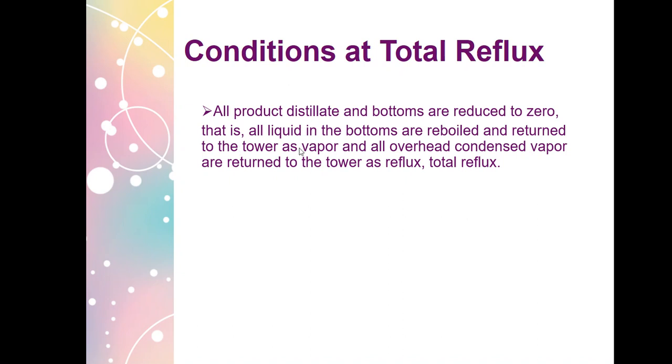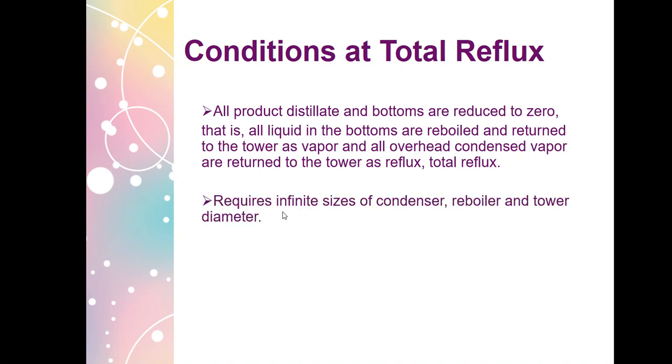That is, all liquid in the bottoms is reboiled, everything. So your liquid that goes down is not partially vaporized. It is all vaporized and returned back into the column, flowing up in the form of vapor, and returned to the tower as vapor. All overhead condensed vapor is returned to the tower as reflux, meaning total reflux. So this requires infinite sizes of condenser, reboiler, and tower diameter.